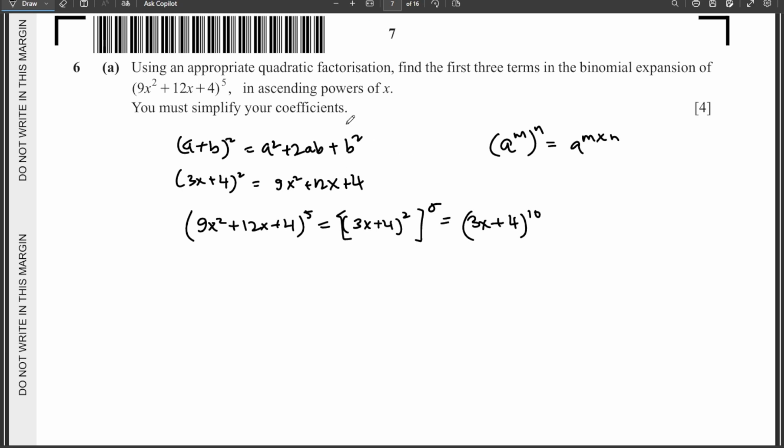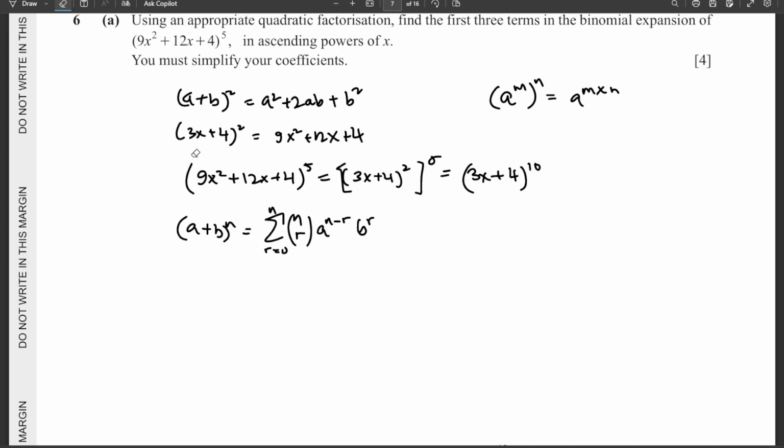So if you forget, the binomial formula is in the formula sheet, but okay, a plus b power of n, that will be the sum r equals 0 to n of n choose r multiplied by a power of n minus r and b power of r. Right, this will be the binomial expansion formula.